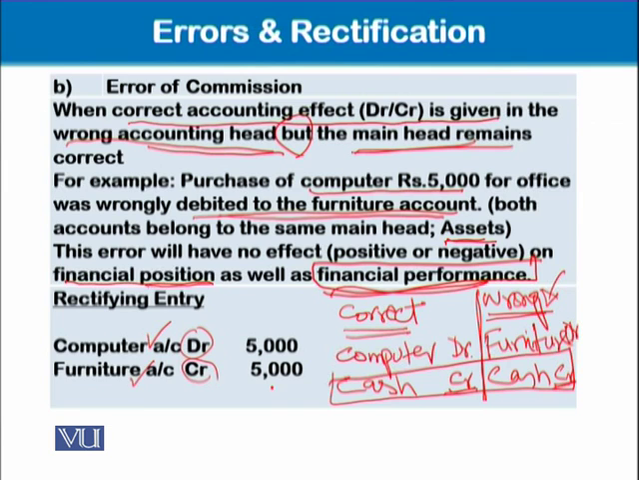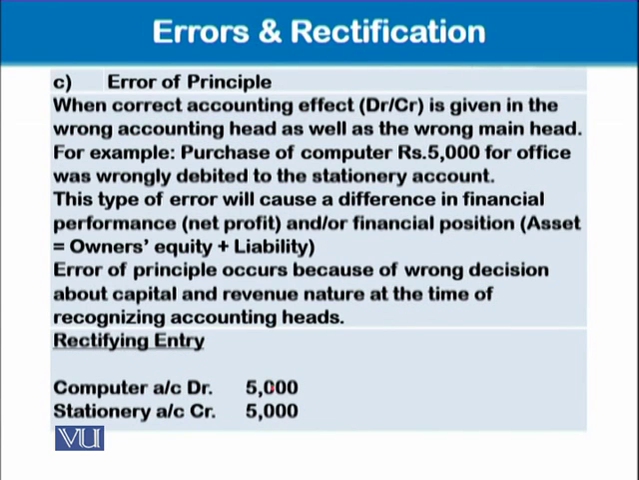Okay, well, very good. If you have understood this, this is excellent. Okay. The next thing is also somewhat similar to this, but over here in this error of principle, we choose wrong accounting head as well as the wrong main head. Okay. For example, the purchase of computer of 5,000 for office use was wrongly debited to stationery account.